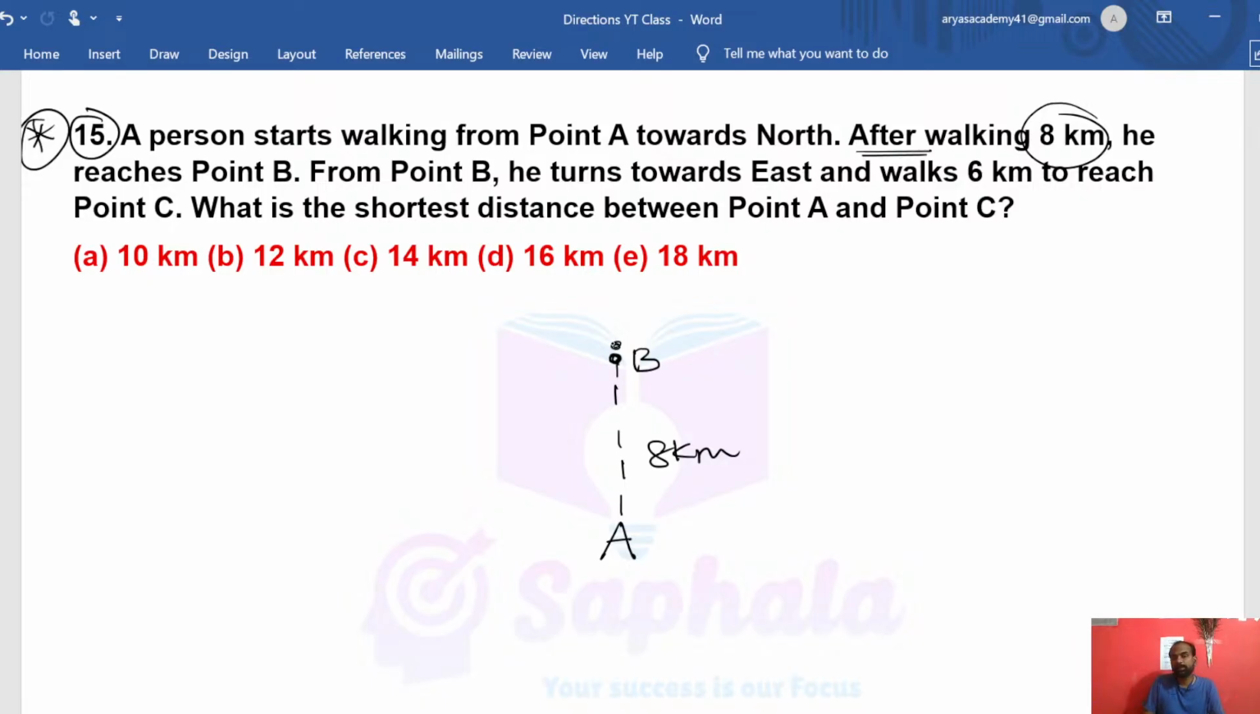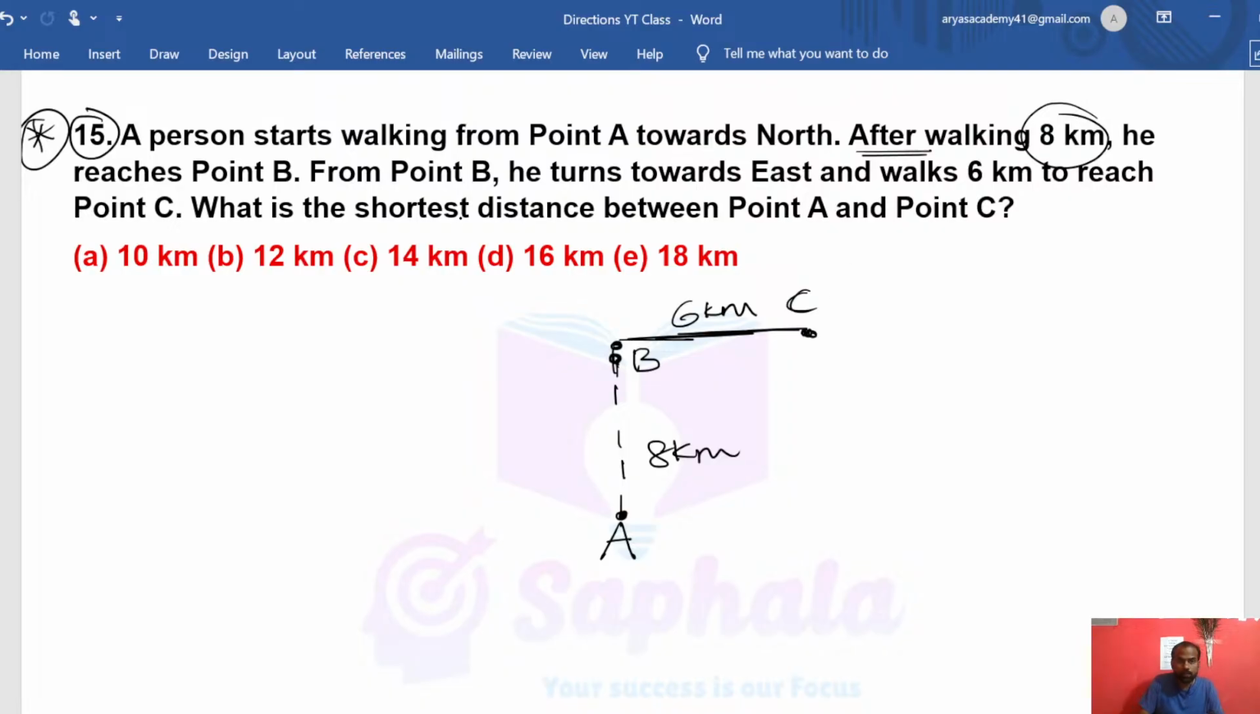Means he has turned to the right. East means right. And walked for how much? 6 kilometers. So this is 6 kilometers. So from B, he turned right and went 6 kilometers to reach point C. Here comes point C actually. Then now the question is, what is the shortest distance between point A and point C? Point A is actually here and point C is actually here.